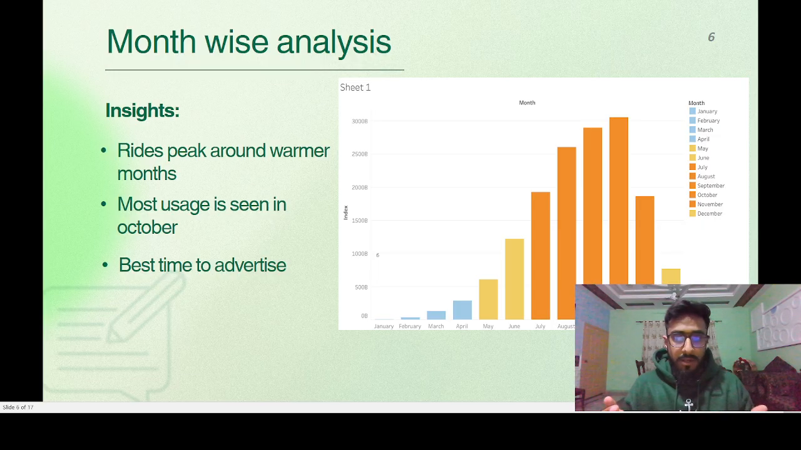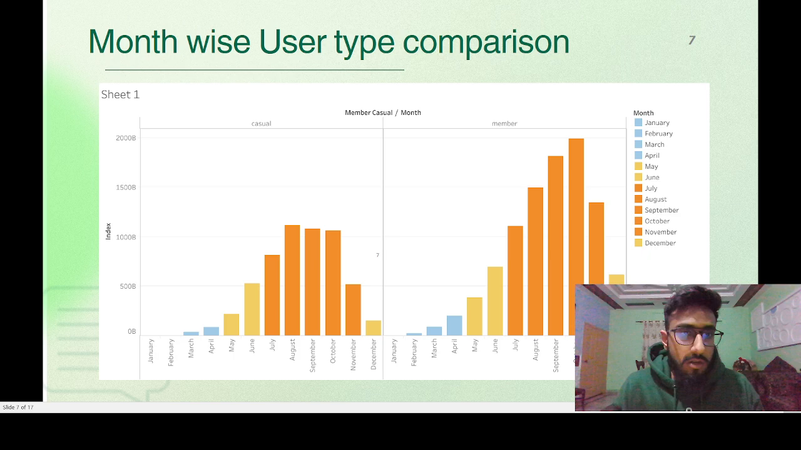So we can see when the best time would be: when the usage is increasing or at its peak. So next we'll go to month-wise user type comparison. When we compare the casual riders with the membership riders, the trend is quite similar. Warmer months, better weather, more rides, and colder months, colder weather, fewer rides. But of course, there are a lot more membership riders than casual riders, so we see a lot higher number of member rides.